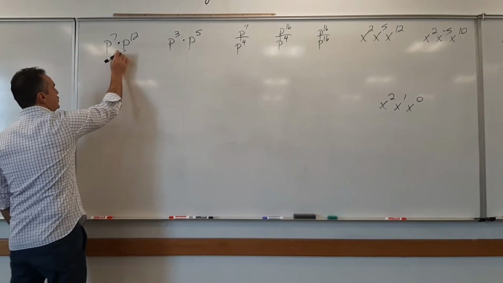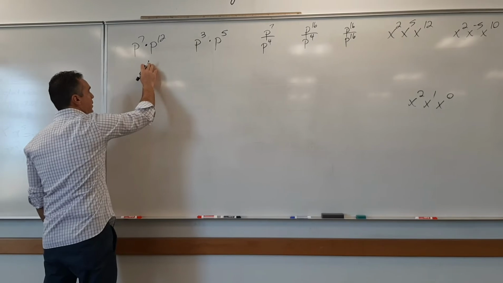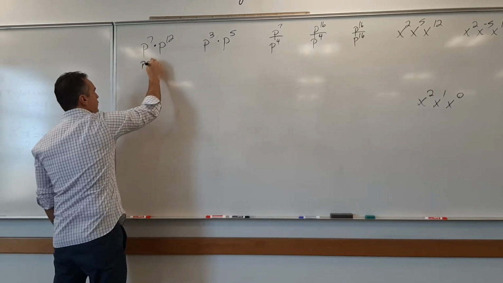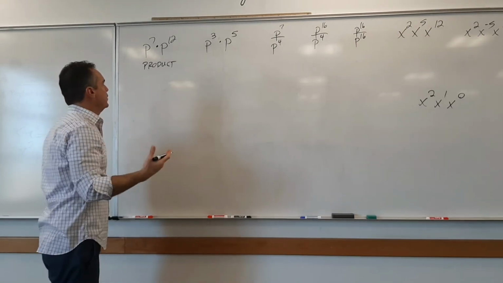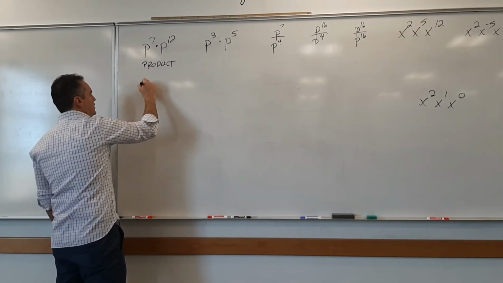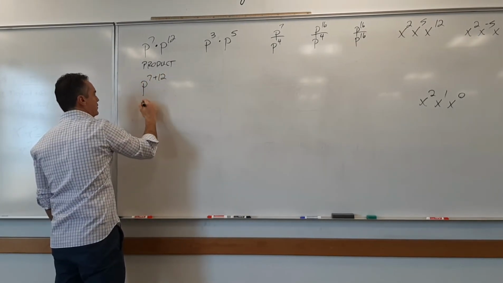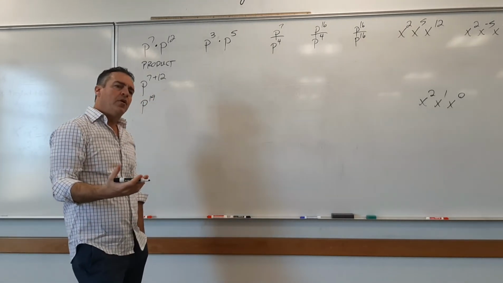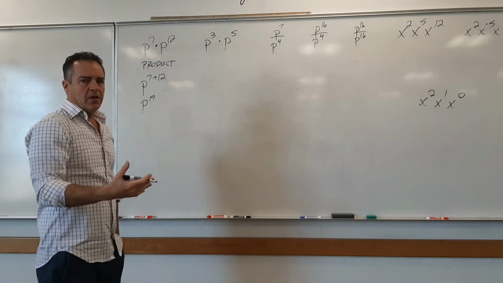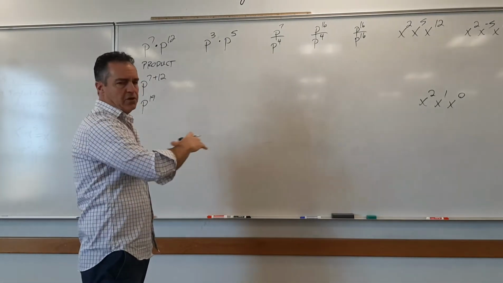This one right here, these two are being multiplied. They have the same base, p. So this is the product rule, and I'm going to be writing down the names of the laws that we use for each of these. And the shortcut says we can take p to the 7 plus 12, and so this is p to the 19th.